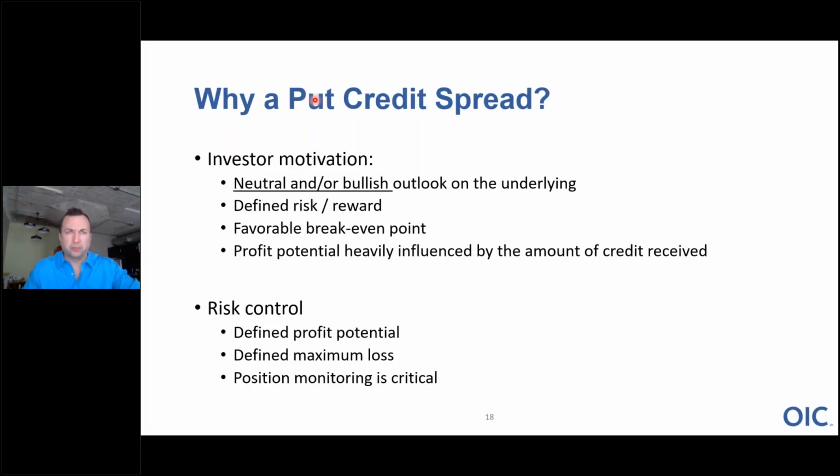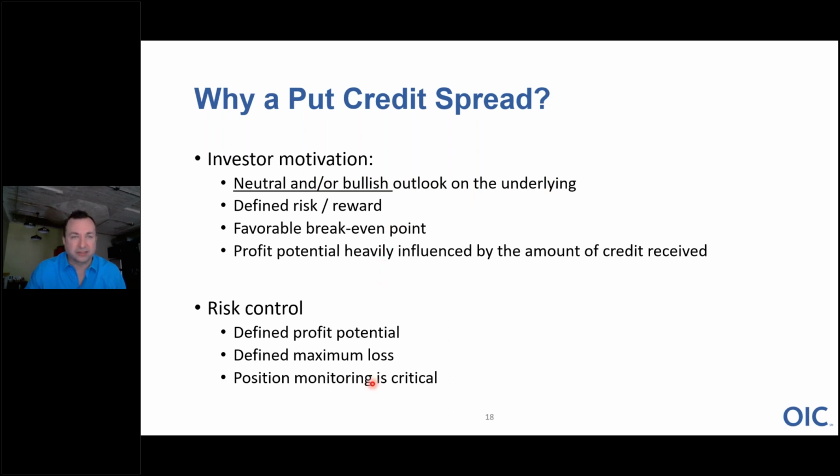So my motivation for the put credit spread, remember I said this is long delta, being a net seller of puts is long delta. So that's consistent with bullish. And because we are doing a credit spread and we're a seller of options here, we also have this element of neutrality. We can be profitable in a neutral environment as well. So neutral and/or bullish on the underlying.